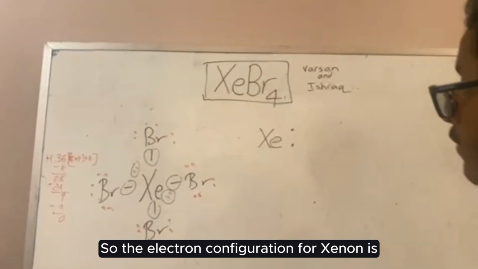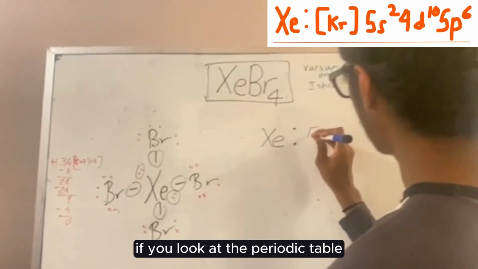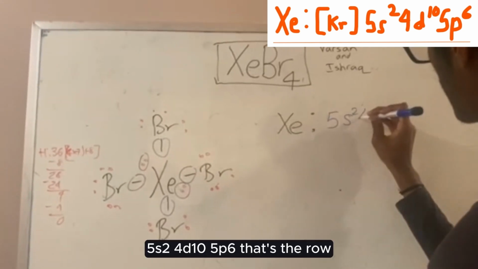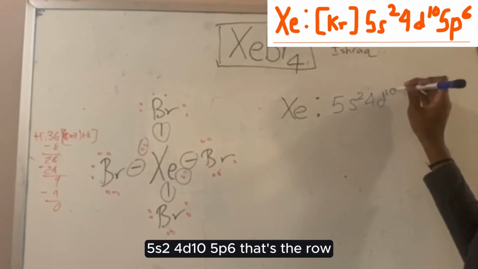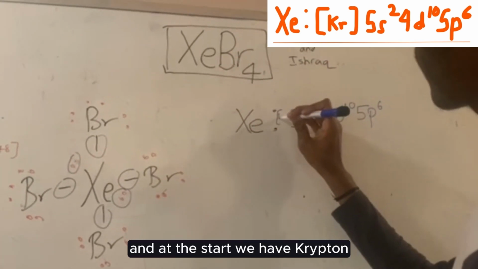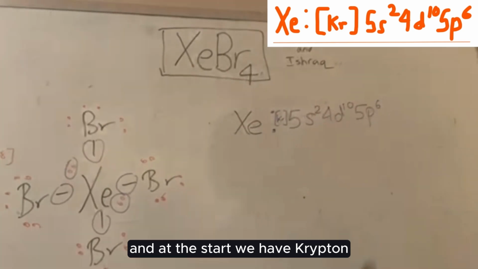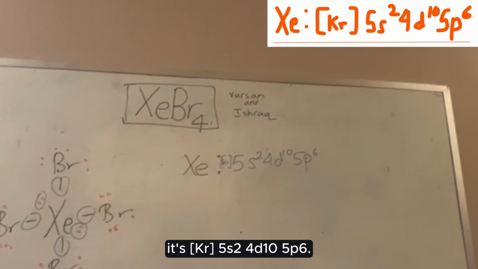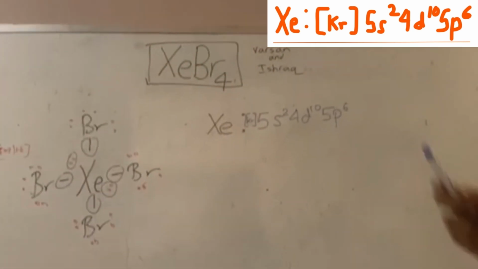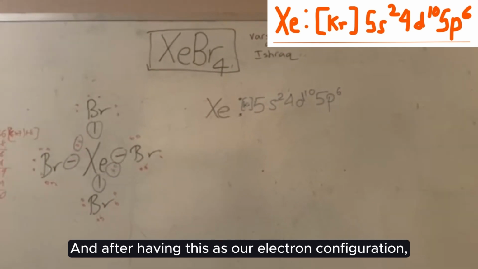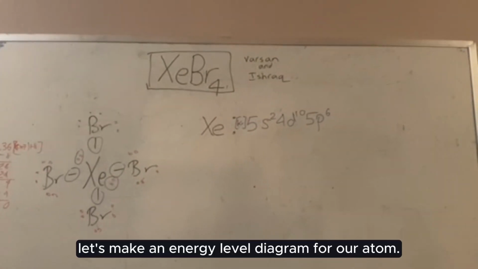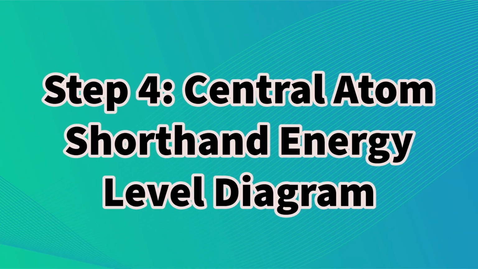So the electron configuration for xenon, if you look at the periodic table, is 4d10 5p6. That's the row. And at the start, we have krypton. It's krypton 5s2, 4d10, 5p6. And after having this as our electron configuration, let's make an energy level diagram for our atom.